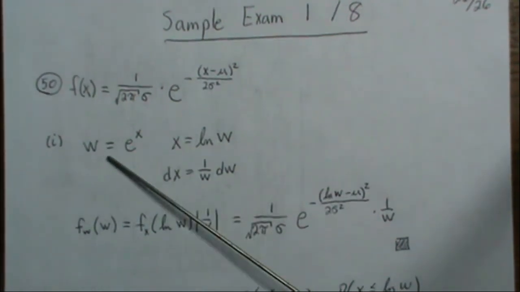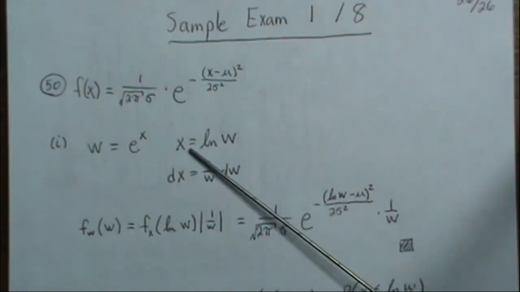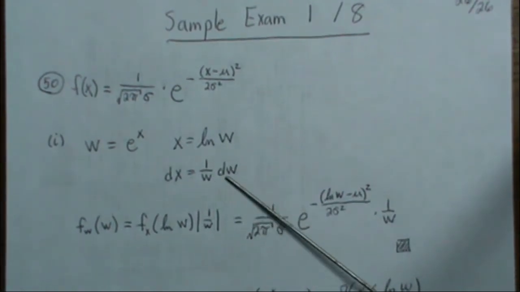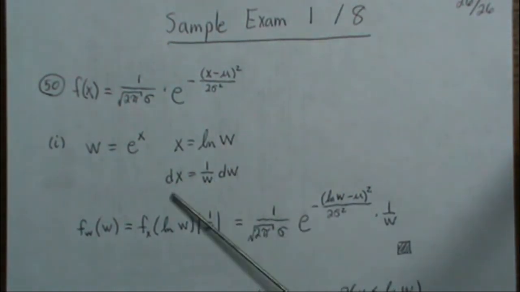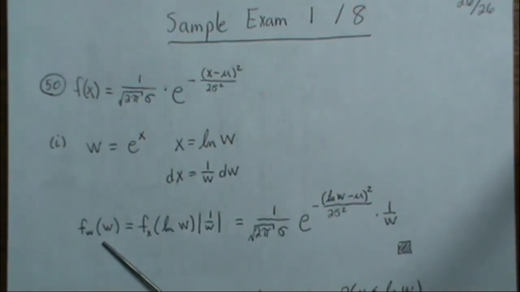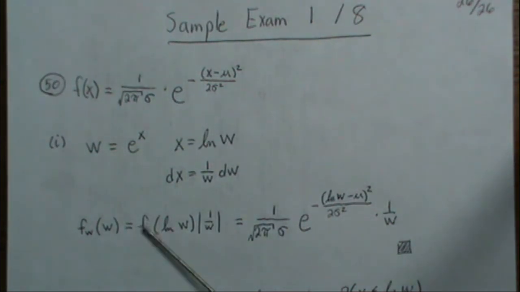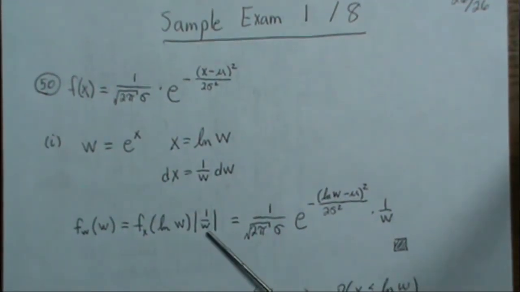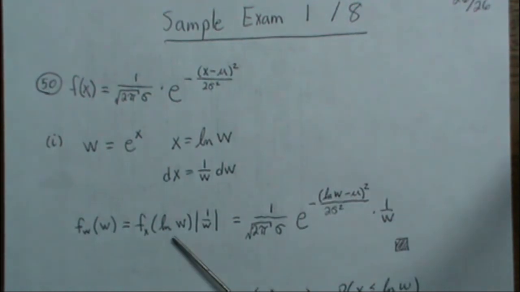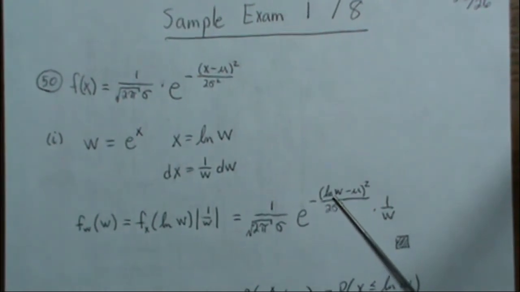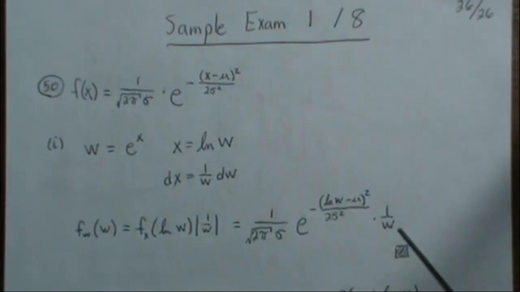So we let W be e to the x, we back solve for x, take the log of both sides, and the derivative is 1 over W. So the Jacobian of this transformation is 1 over W. So the distribution of W is equal to the x distribution with this x plugged in times the absolute value of the Jacobian of the transformation. So it says plug in log of W wherever there's an x, which is here, and then take it times 1 over W. Well, we're finished.